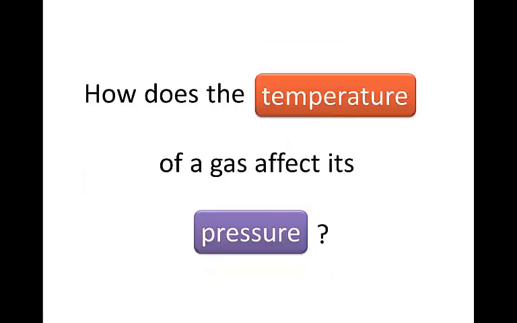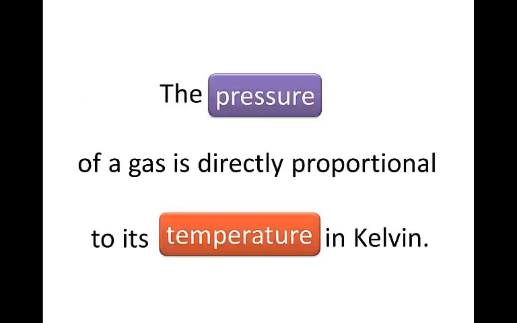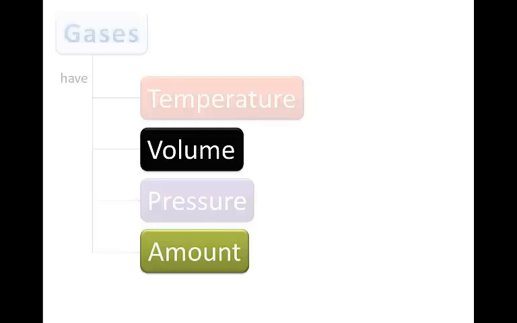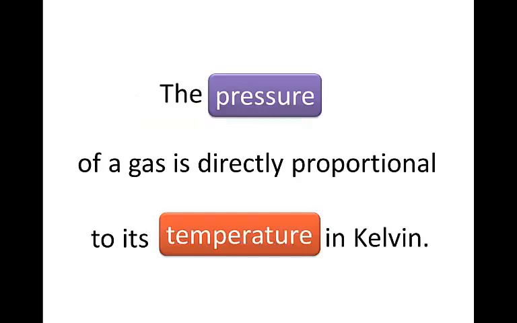So let's answer this question. How does the temperature of a gas affect its pressure? We've seen that the pressure of a gas is directly proportional to its temperature in Kelvin. This is only true, though, if the other variables, volume and amount of gas, are controlled. But by us stating this, we are implying that those other variables are controlled. Let's put this statement into an equation. Pressure is directly proportional to temperature.